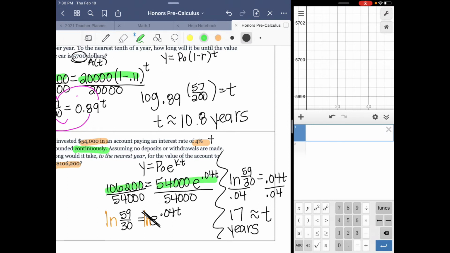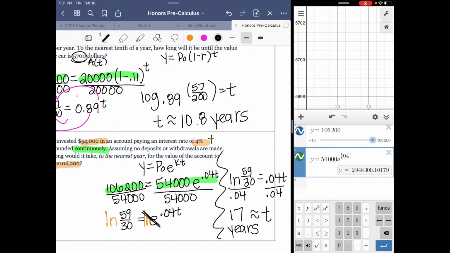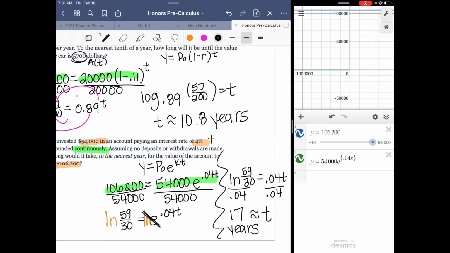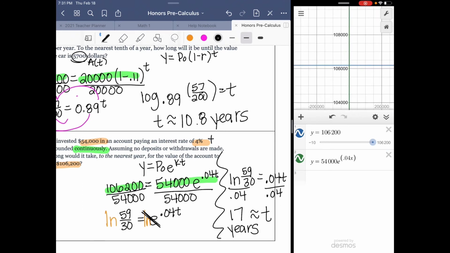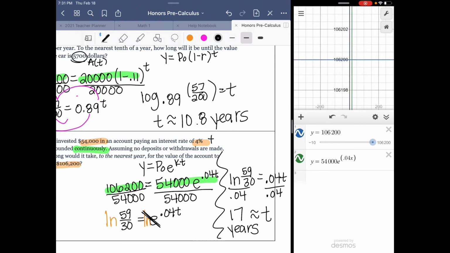Once again, I can test it in Desmos, take the original equation, so y equals 106,200, y equals 54,000 e, I'm going to find in the keyboard, raised to 0.04x. Now, this one is extremely big, so I can sit here and scroll out till I reach that value, which you can do pretty quickly. But once you find the intersection, you're going to have to keep scrolling back in until you can find it.